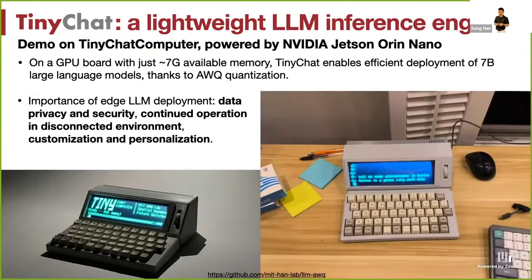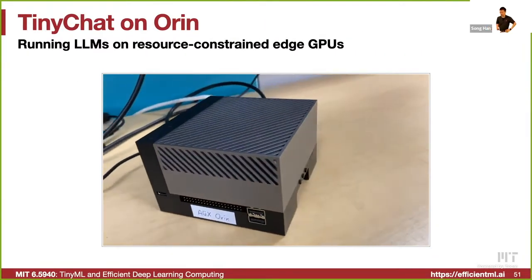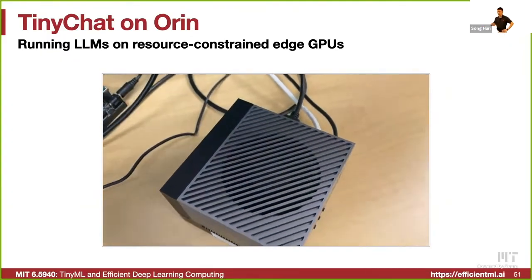So here we have a demo called TinyChat, which is a fast inference library by Haotian Shang. We can deploy a large language model, a 7 billion parameter model, on a Jetson Orin Nano, which is a very small mobile GPU. We 3D printed this TinyChat computer to interact with the input in real time. And this shows we can actually run large language models on resource-constrained edge GPUs.